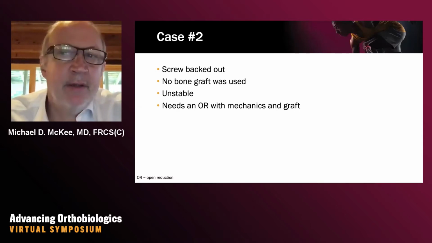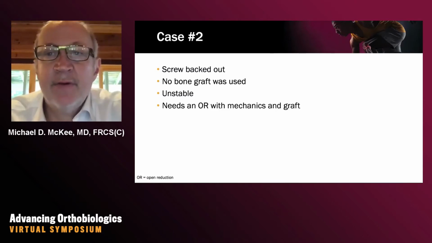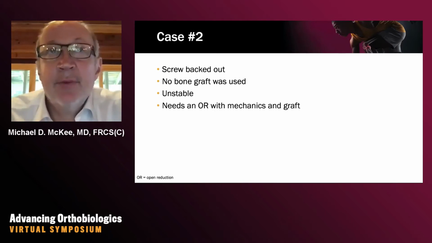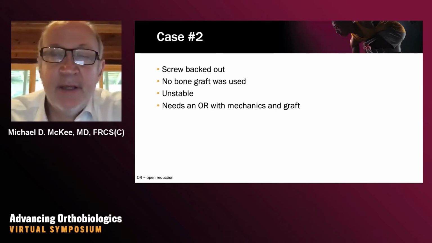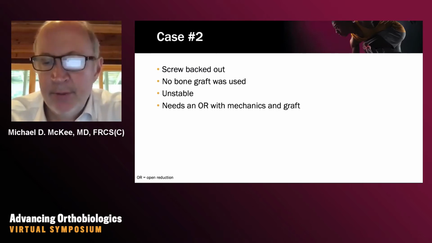In my opinion, no, it's not, because we don't have any kind of biology at the fracture site. We have a cystic degenerative hole without any bone graft in it. We have an unstable situation. The screw's backed out and there's minimal, if any, purchase in the proximal pole. So this patient, in my mind, doesn't need an ultrasound. This patient needs a revision operation with a bone graft and a better screw placement.